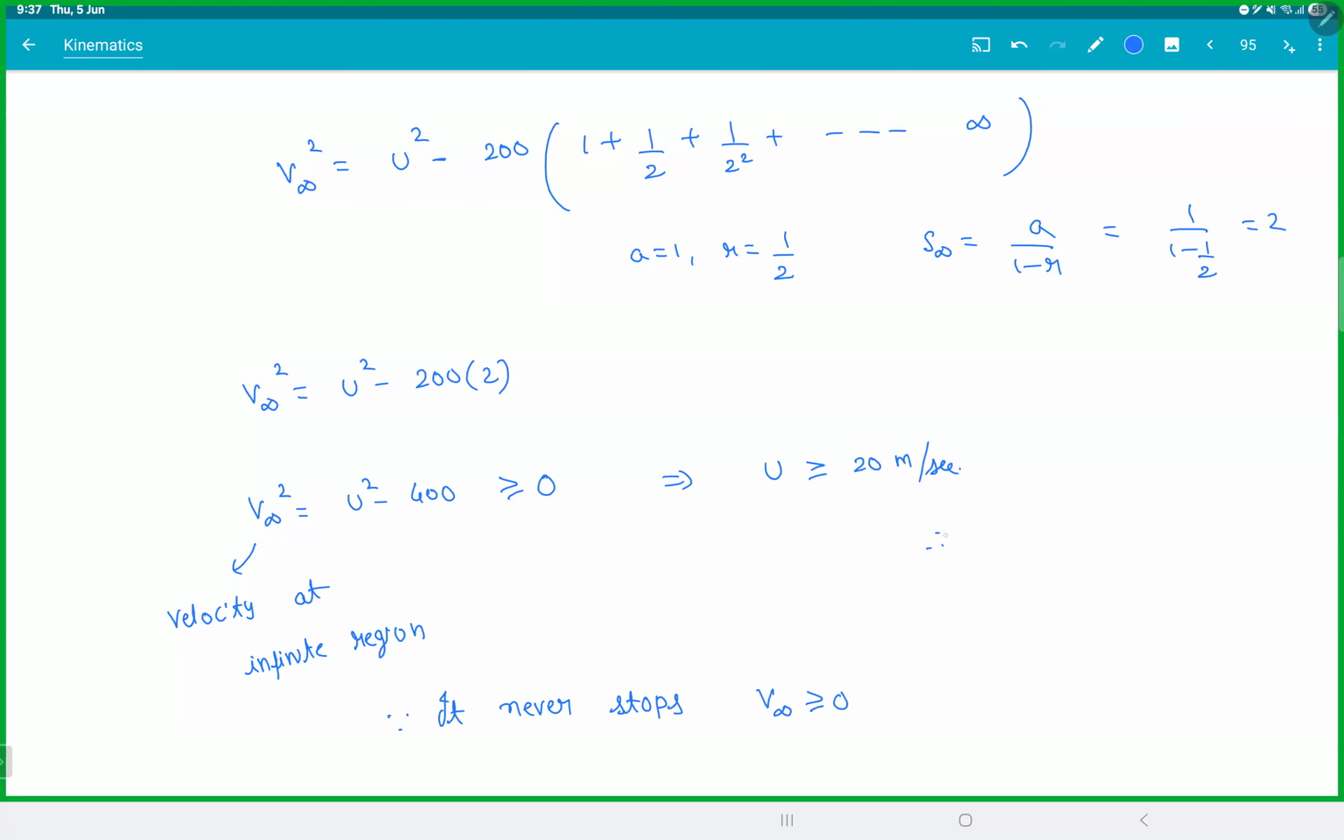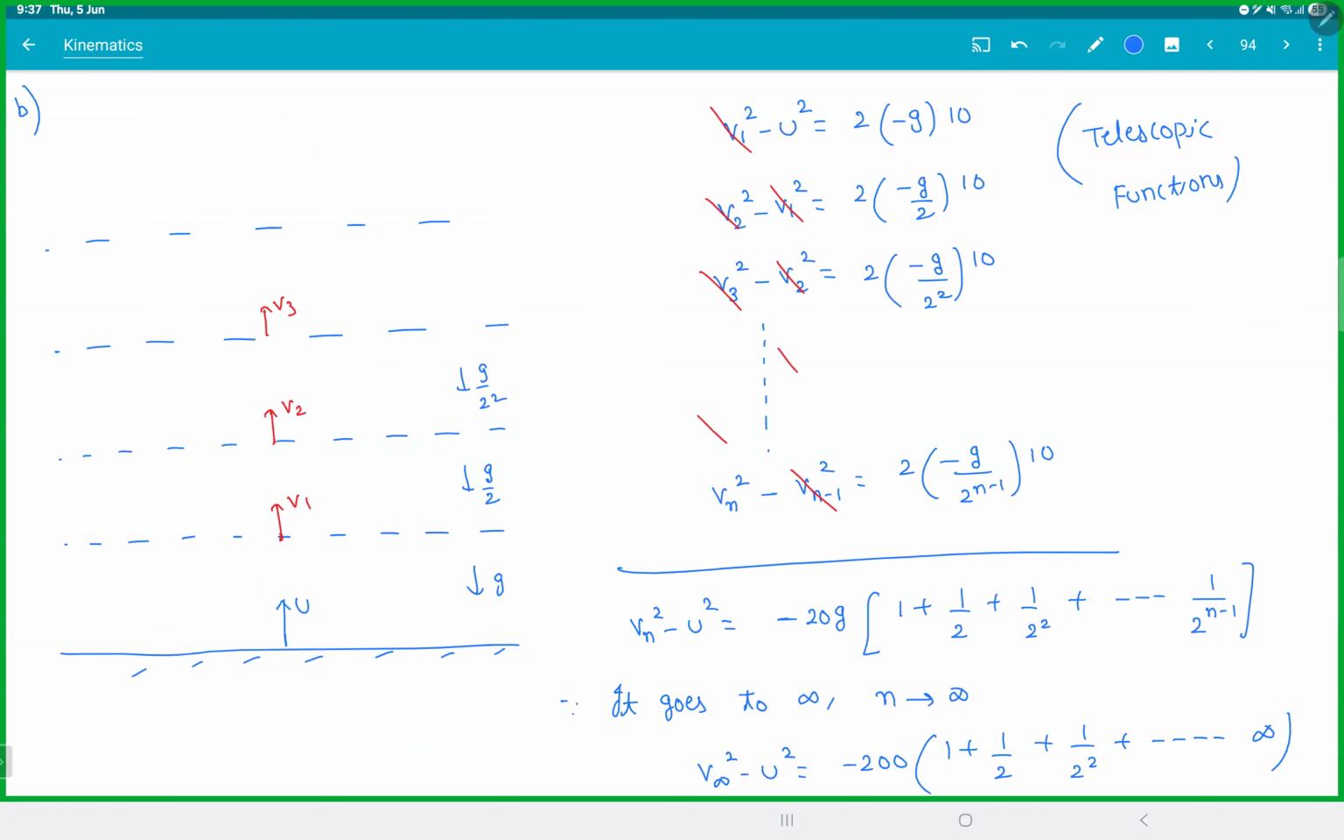Therefore, your minimum speed is 20 meters per second. So if you give exactly 20 meters per second, you'll go to infinity. But infinity is not a point, meaning you will never stop. Anything more than 20 also, you're fine. Is this clear, everyone? Do have a look at this function. The main idea is this: when you add them, they will cancel. This technique is important. It does come a few times.